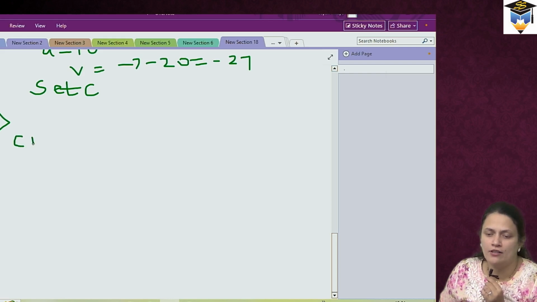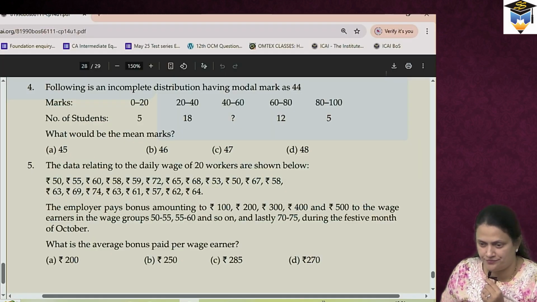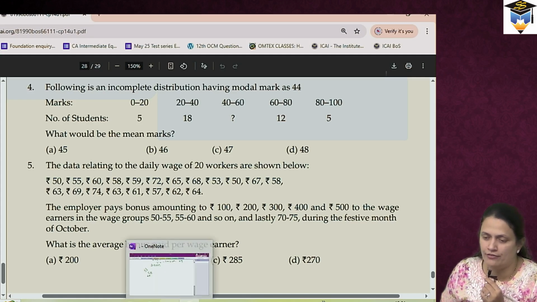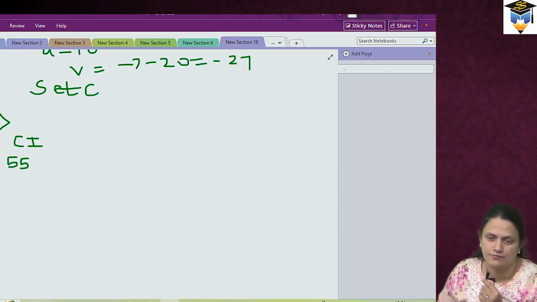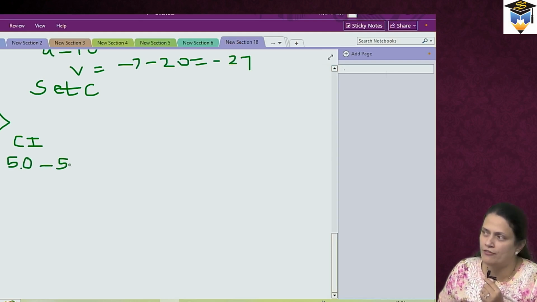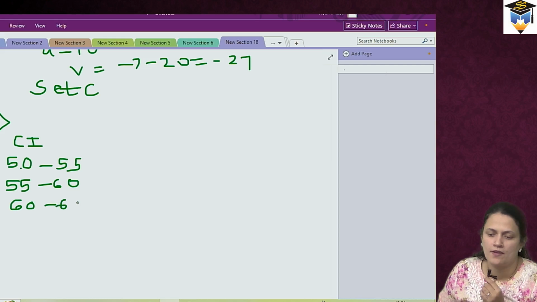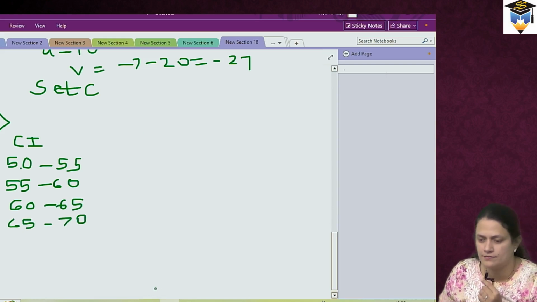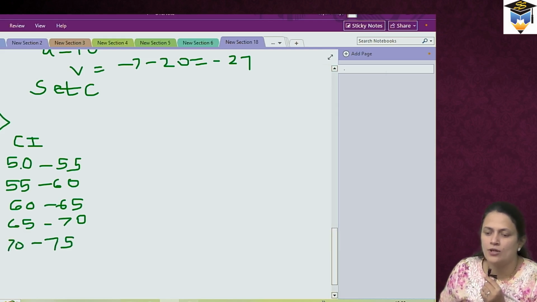First is the class interval. 55 to, what is given? 50 to 55. 50 to 55. Next is 55 to 60. So 60 to 65. 65 to 70. 70 to 75. Next, what can be done?